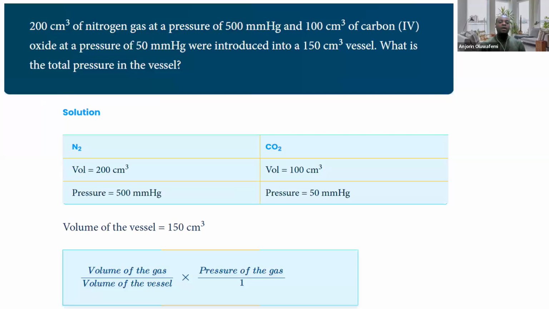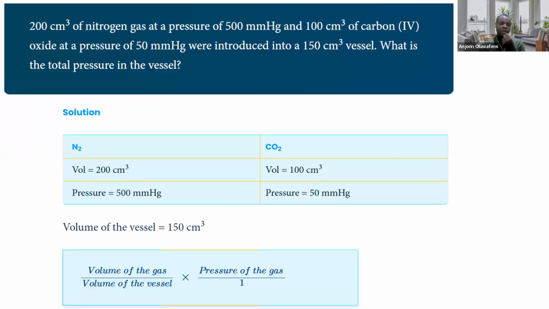Okay, let's look at this particular question to explain that equation or that law. 200 cm cube of nitrogen gas at a pressure of 500 millimeter mercury and 100 cm cube of carbon dioxide at a pressure of 50 millimeter mercury were introduced into a 150 cm cube vessel. What is the total pressure in the vessel?